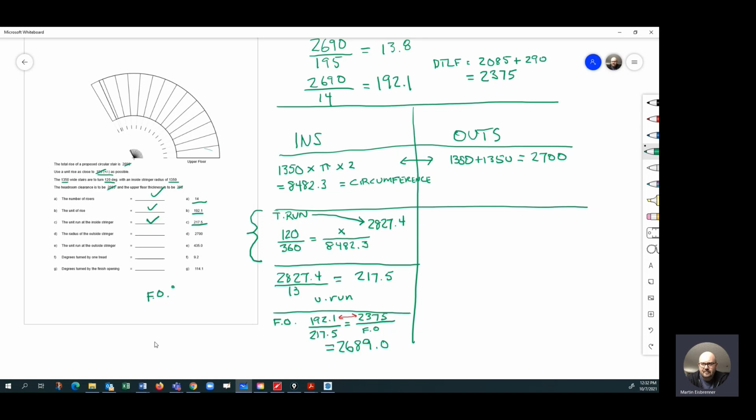I've always found this way to be better. Guys seem to understand it better. So the 360 is the full circle, 8482.3. 8482.3 is the full circle. And we're trying to calculate the angle, which is sitting up here. And we just calculated the finished opening. So 2689.0.